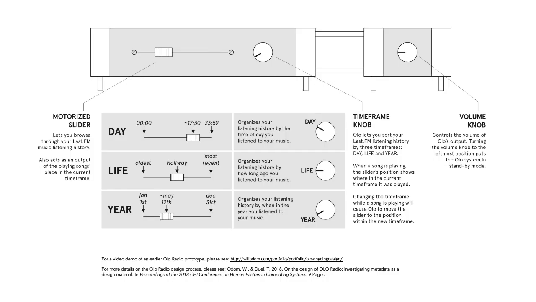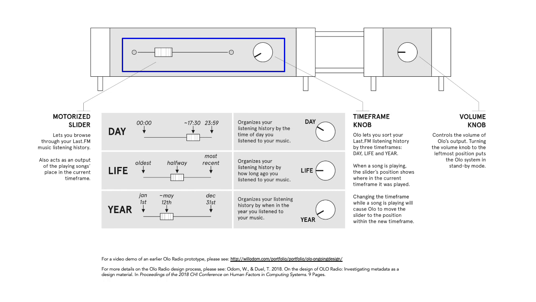Now we'd like to offer a very brief explanation of how Olo Radio works and how it was designed. When Olo Radio is turned on, it begins playing very much like a radio. If left untouched, it will continuously play music, slowly moving forward in time. The main interaction takes place here, where Olo Radio uses a motorized slider for both input and output in combination with a knob to toggle between 3 timeframe modes.